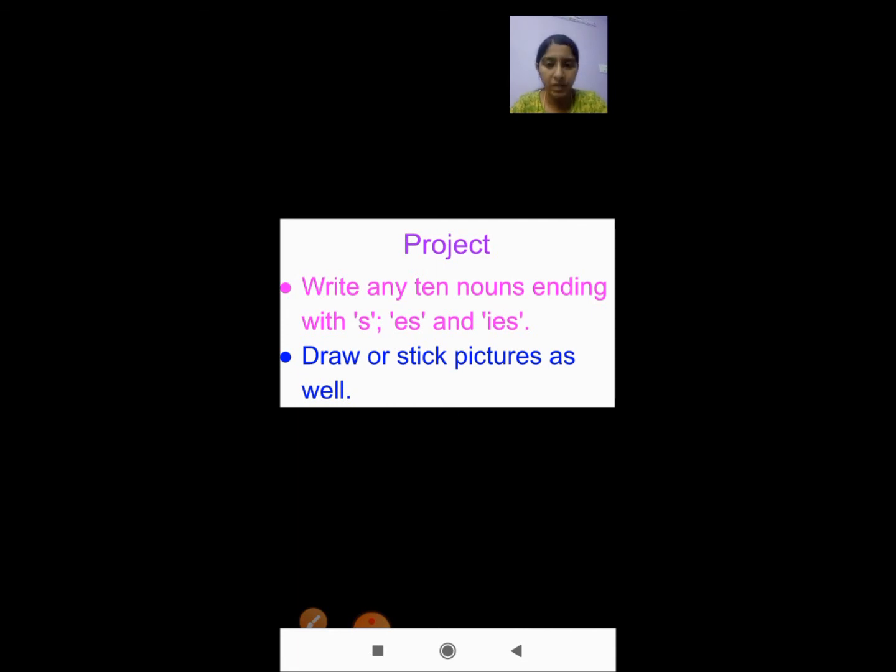So this will be the project for you. So just do it nicely. We'll just see who does it nicely. You are going to draw or paste pictures also for the words, so try to get the pictures or try to draw for the words. As I showed you, now car means we are showing a car. Like that, you show a picture and then write the word. Okay, so this is a project. Just finish it up, go through the video.